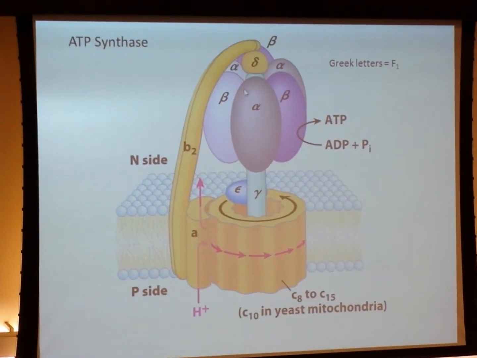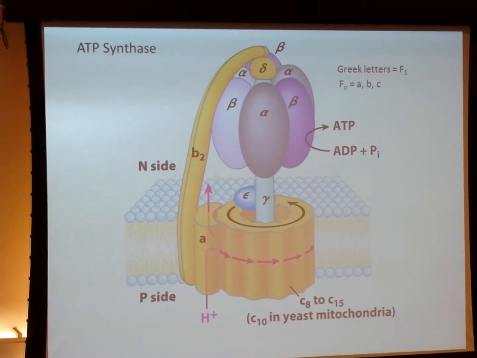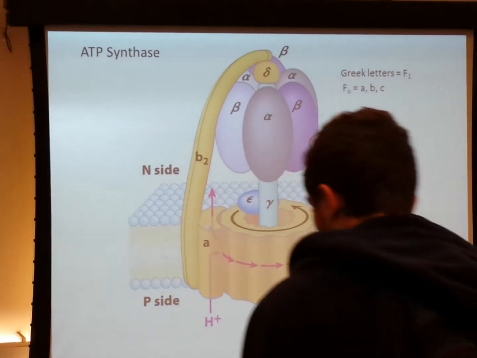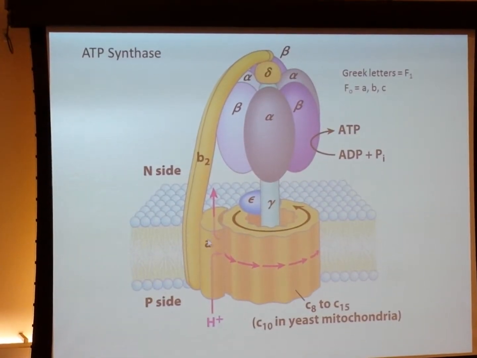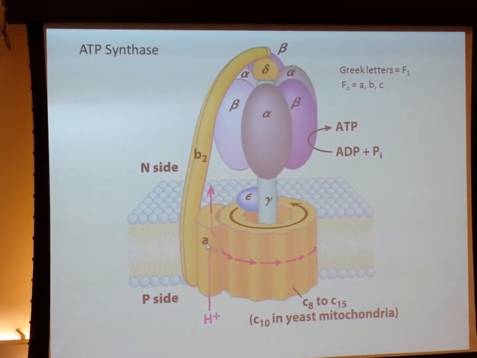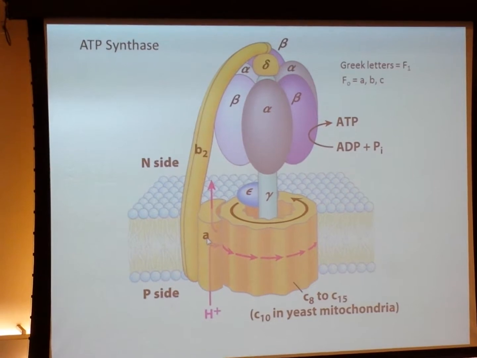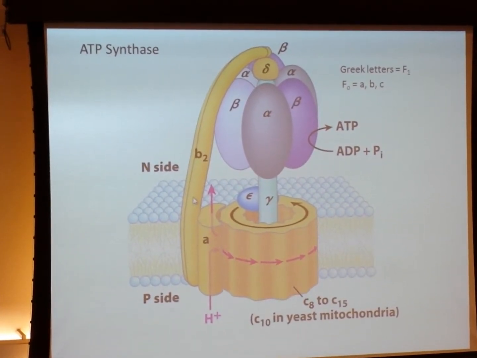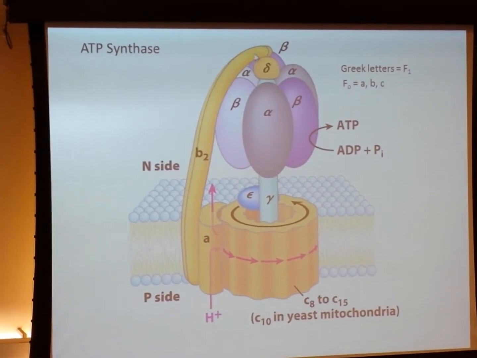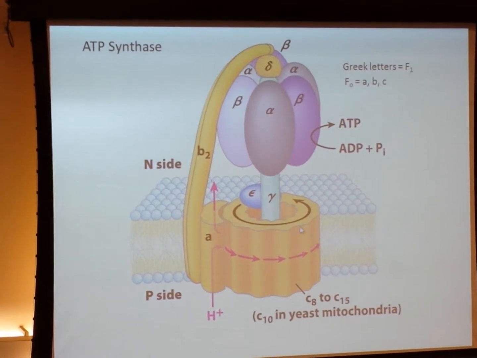So what's moving? Well, first of all, FO is A, B, and C. A is this part here, which they still don't have X-ray data for its structure. This is a protein that's embedded in the membrane, and things that are embedded in membranes, which are integral proteins, are hard to get crystals for. B we've just talked about, that's the support thing that comes up here. And C are all of these subunits that make up this rotor.